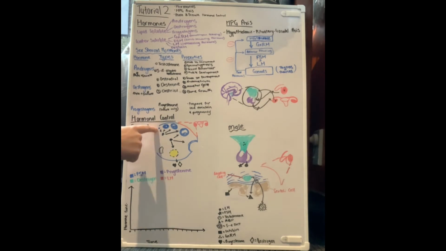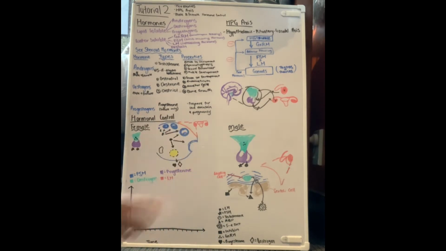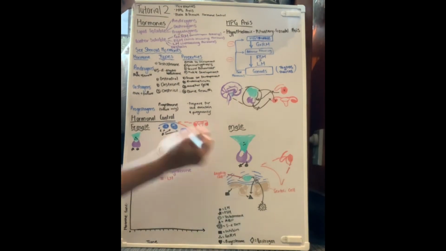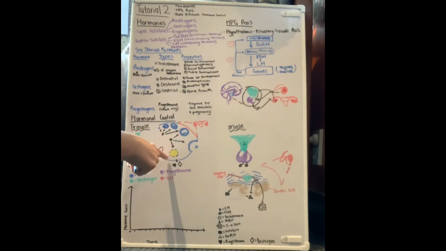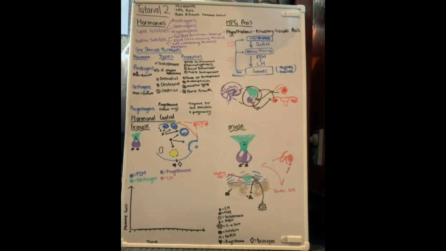So that's primordial follicle, primary, secondary, mature. And then this is where ovulation has occurred, and the egg has been kicked out of the ovary, and the corpus luteum has been created. And then there's the corpus albicans, which is basically scar tissue. Okay, now that we have an overview, we'll go into the hormonal control.